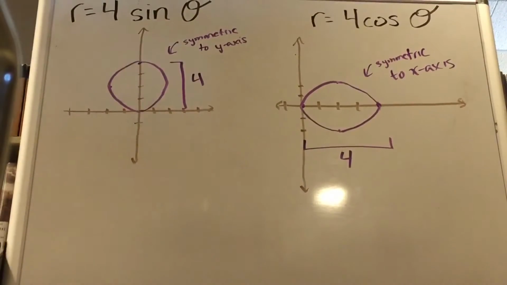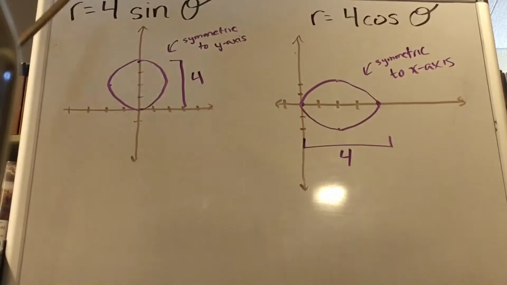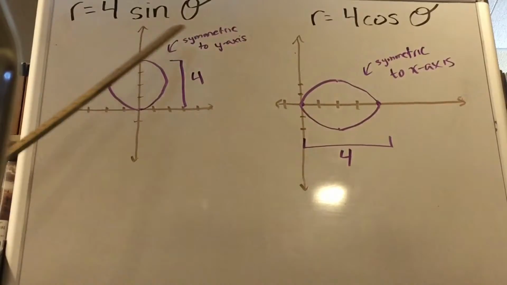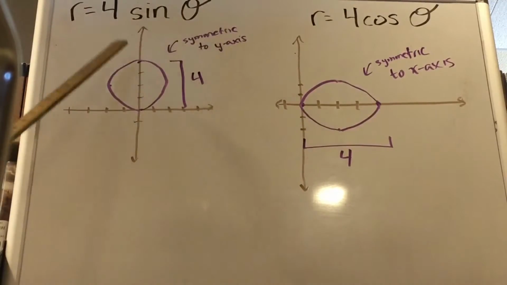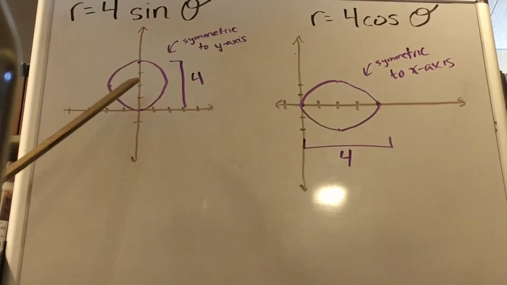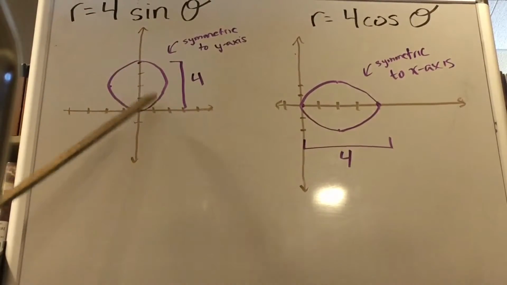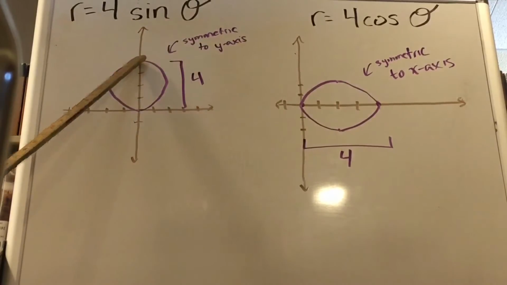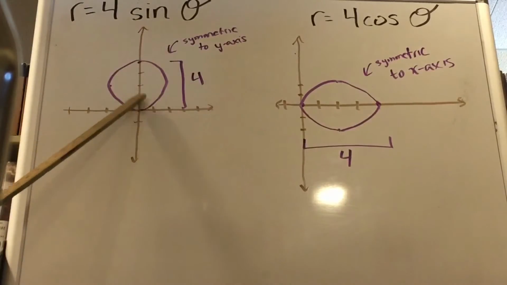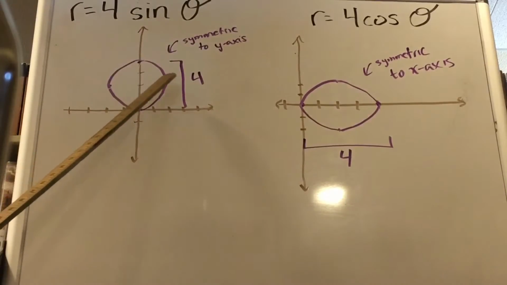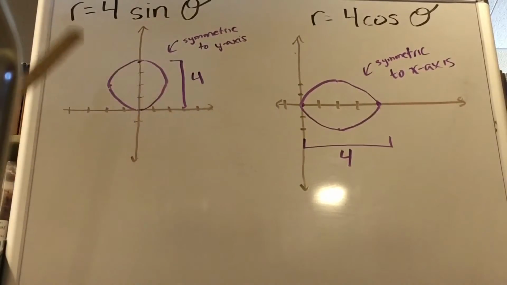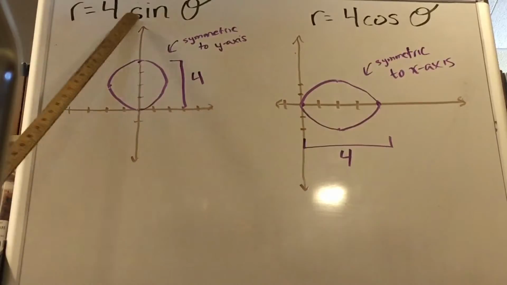Now let's look at some examples, starting with r equals 4 sine of theta. We notice that it's going up on the y-axis. Basically, it's symmetric to the y-axis, and we can predict that because the sine function is in this polar curve. Another thing we knew is that the length from the edge of the curve to the origin is 4. You can also notice it sideways because it's a circle, right? It has to go 4 on each side. From here to here is also 4. So that's the polar curve r equals 4 sine of theta.